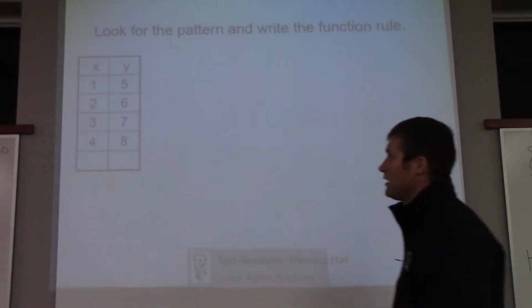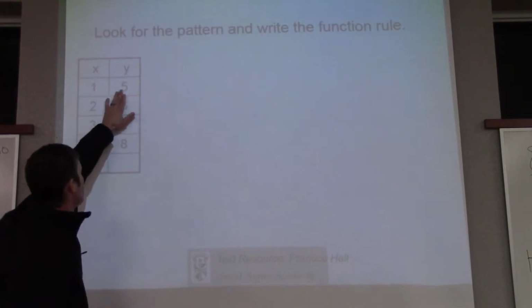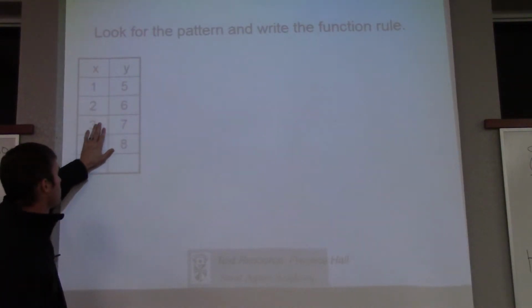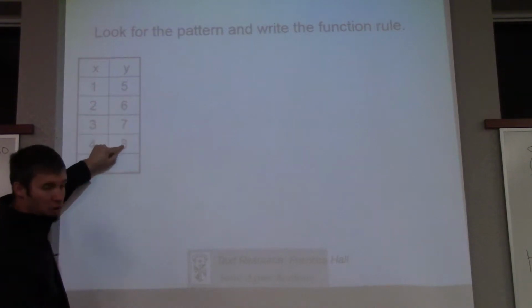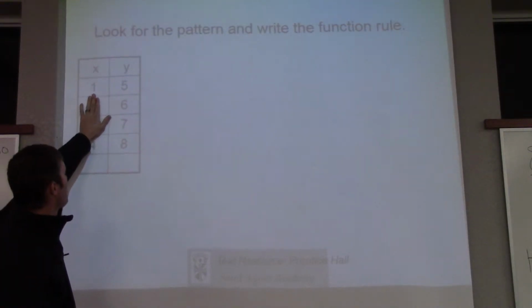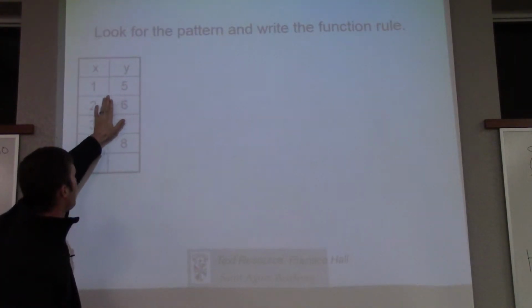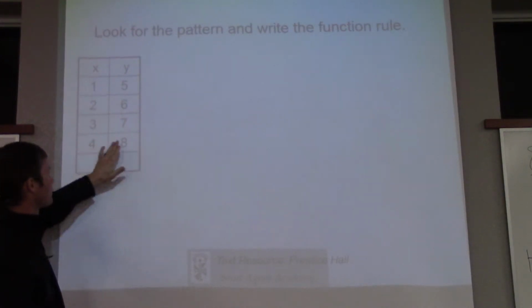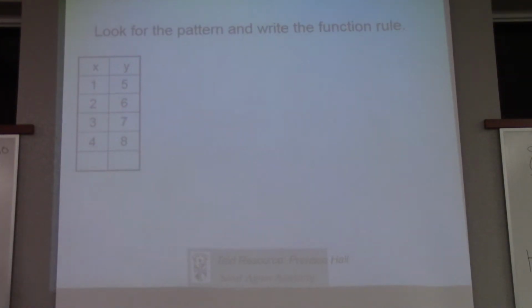If you look at it as you go, how do you go from 1 to 5, from 2 to 6, 3 to 7, 4 to 8? So you can look at patterns this way. We're adding 1 each time. But for our pattern, we want to go from x to y, x to y, x to y, x to y. So that's what we're going to be looking at.